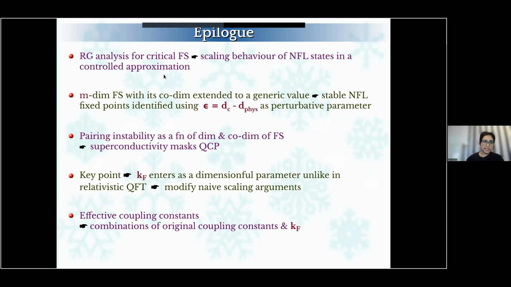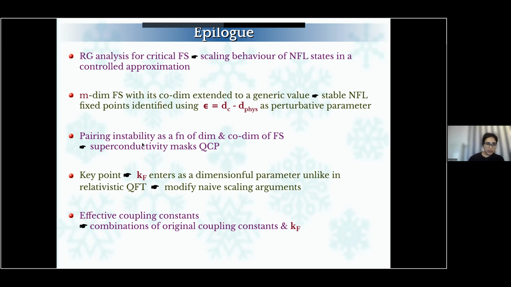So I explained to you a renormalization group analysis for the critical Fermi surface. And I showed you how the scaling behavior of these non-Fermi liquid states can be extracted in a controlled approximation via dimensional regularization. So we took a generic m-dimensional Fermi surface with its codimension extended to a generic value. In this way, we could identify a stable non-Fermi liquid fixed point using the epsilon expansion, where epsilon is the difference between DC and the physical dimension. And this can be used as a perturbative parameter.